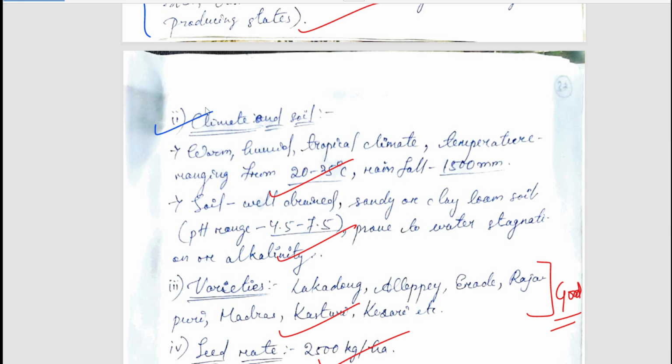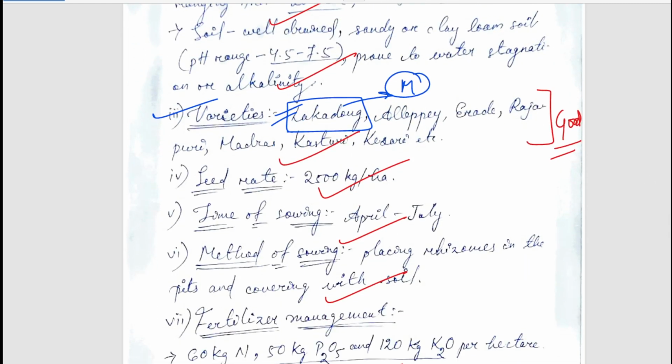and I think all the facets of package of practices, that is climate and soil varieties. Yes, Lakadong, this I was talking about. Lakadong turmeric. This is of Meghalaya, I think, and it has got GI status. So very well written answer.